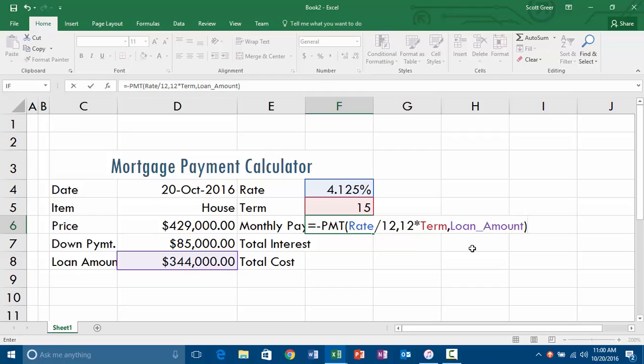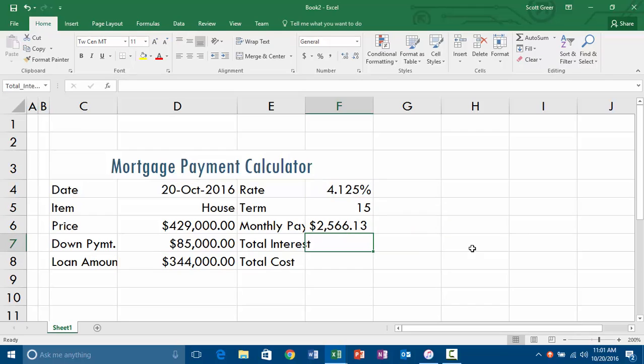So now I have equals, negative, payment, parentheses, rate divided by 12, comma, 12 times term, 12 payments per year, comma, loan amount, which is down here. So we can see all the values that we're using. When I hit enter, it should be 2,000 something. Oh, 2,566 bucks. So what does this tell us, Jake? If we were to buy a house for $429,000 and we put a down payment of $85,000, what's our monthly payment? Yeah. If we had a 15-year mortgage, it would be that.